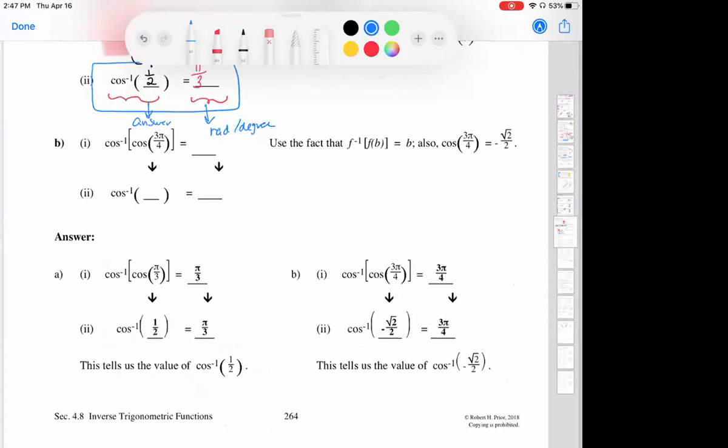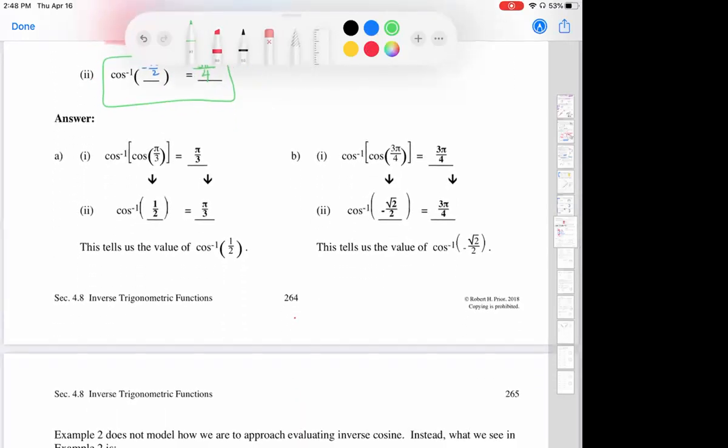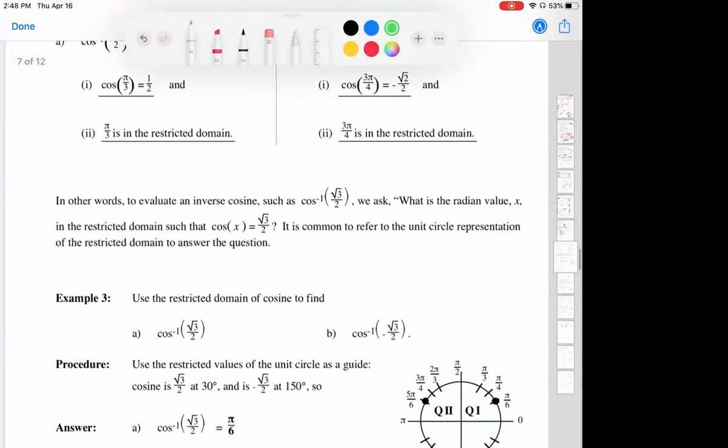So let's do one more of this type of idea. Cosine of 3 pi over 4, we get negative square root of 2 over 2. Now if we work sideways, we see that cosine inverse and the original function, those are done. So my answer is just 3 pi over 4. So now if we take a look at this picture, cosine inverse of negative square root of 2 over 2, our answer will be 3 pi over 4. All right, let's move forward.